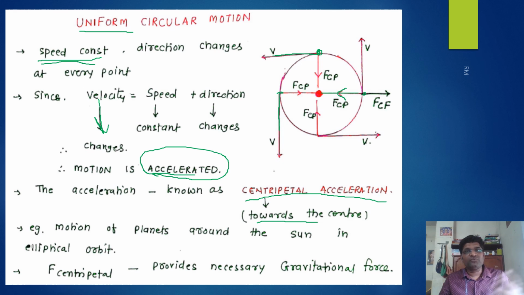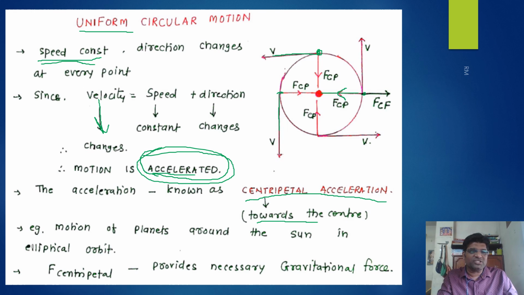The motion of all the planets around the sun in elliptical orbits is one of the examples of this kind of motion. Elliptical is almost like this shape which I have drawn. It is not a circle, it is like an egg shape. Okay, it's almost egg shape.